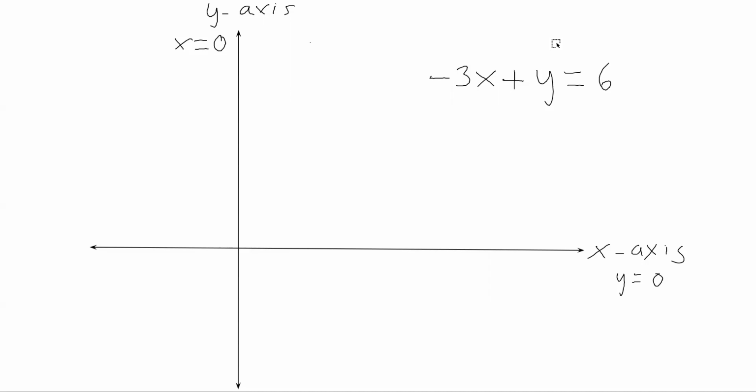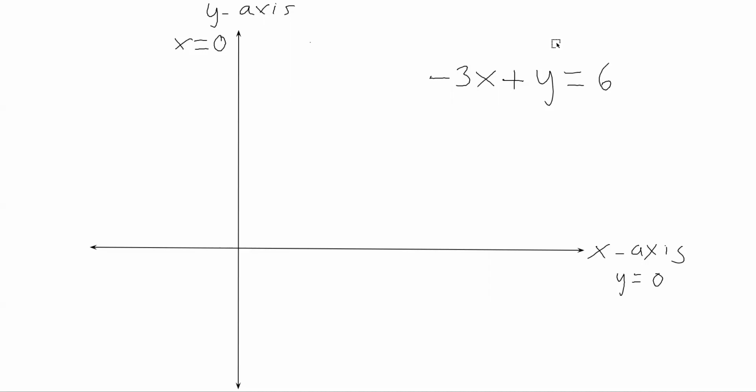The intercepts of any graph, any curve, are the places where the graph crosses the axes. So the x-intercept is where the graph crosses the x-axis. The y-intercept is where the graph crosses the y-axis.